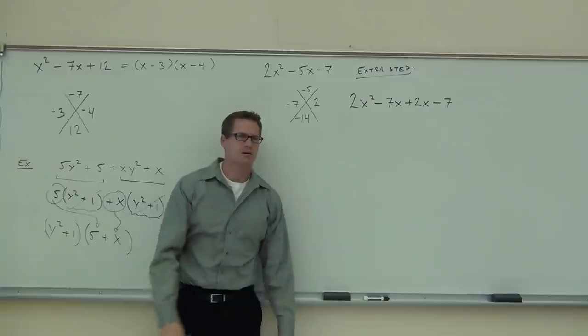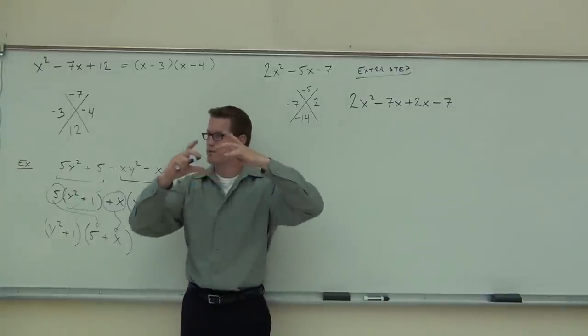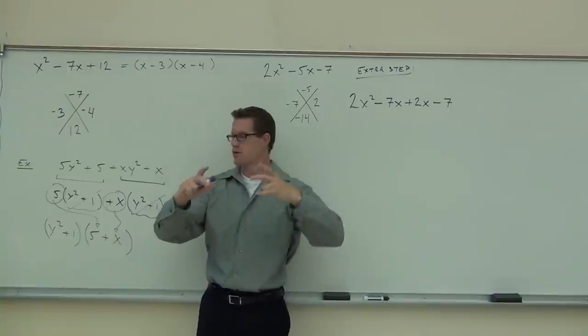Why did I do that? Factor by grouping. Yeah, brilliant, factor by grouping. Because as soon as I split up the middle term, look, how many terms does it have now? Four. What do you use for four terms?